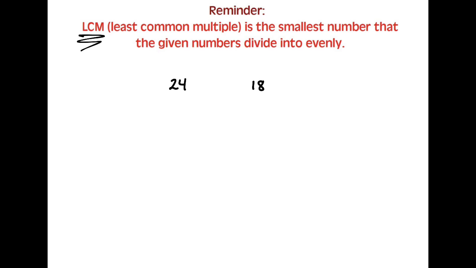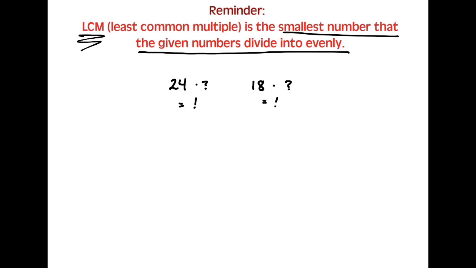Let's say 24 and 18 are the numbers that I want to find the least common multiple of. So it's the smallest number that these two numbers divide evenly into. Which means I want to be able to times 24 by something and 18 by something else and get the same number. So how did we do that before? We want to see what number goes into both 24 and 18.